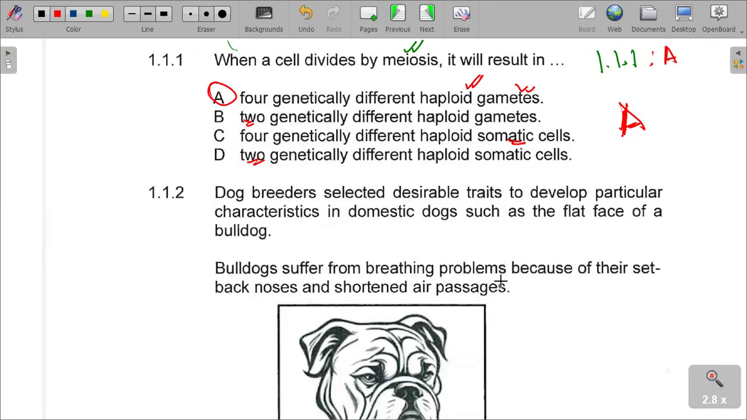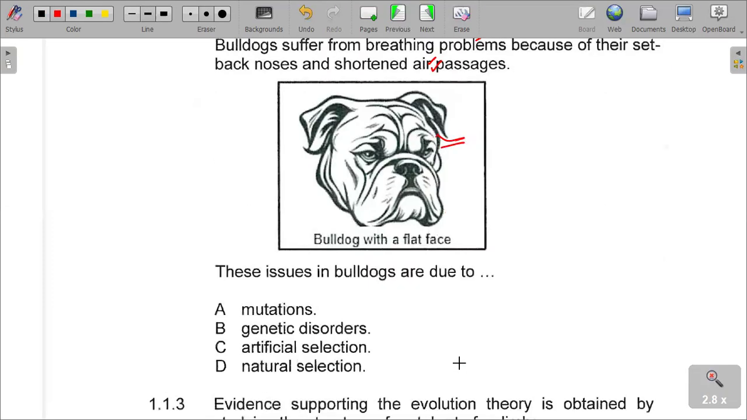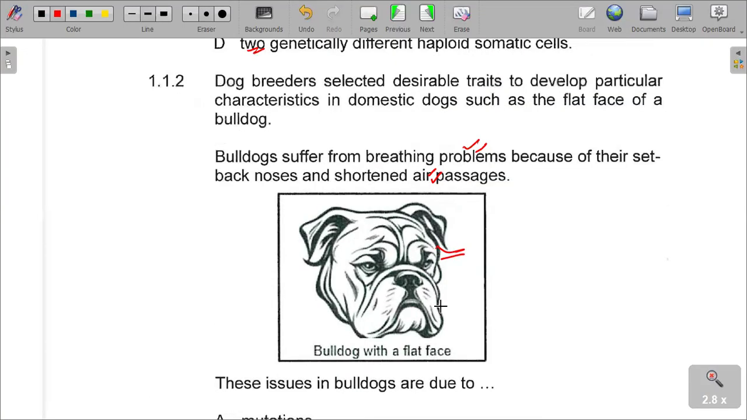Dog breeders selected desirable traits to develop a particular characteristic in domestic dogs, such as the flat face of a bulldog. Bulldogs suffer from breathing problems because of their short noses and shortened air passages. That is what you are seeing here on this dog in the diagram. And then these issues in bulldogs are due to dash. What is the cause of this type of dog?